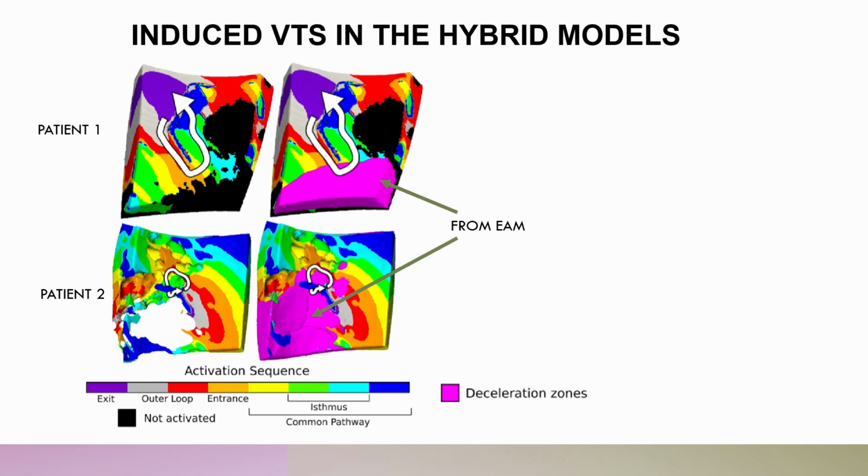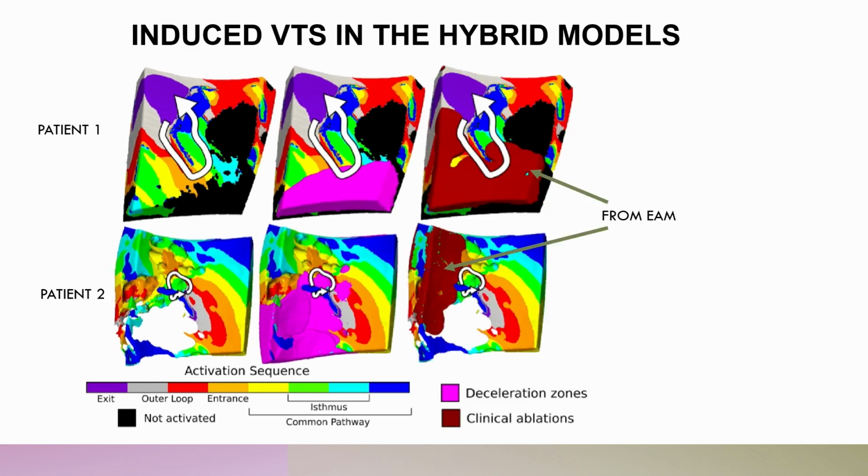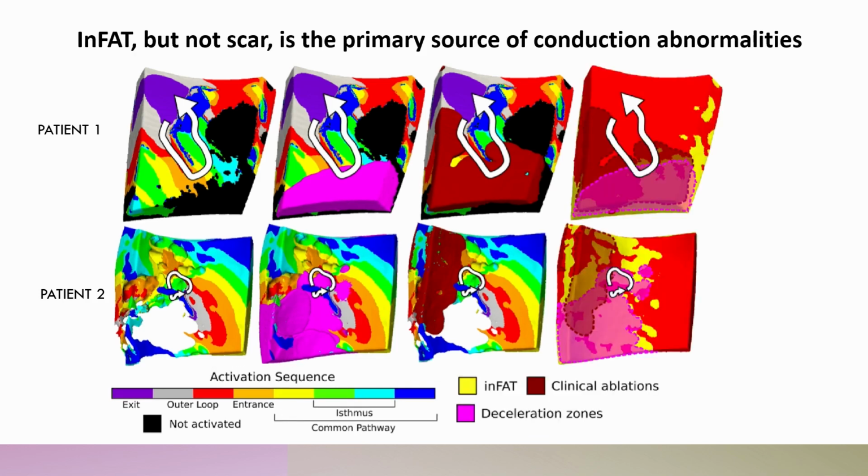Those are the deceleration zones. We superimposed that on our calculated VT circuits. We also superimposed the clinical ablations. And you can see that the predicted arrhythmia location in the model coincides very well with where the clinical electrophysiological abnormalities were. But what's important is there was, as I said, no scar in that area.